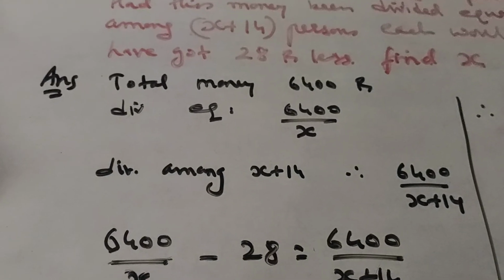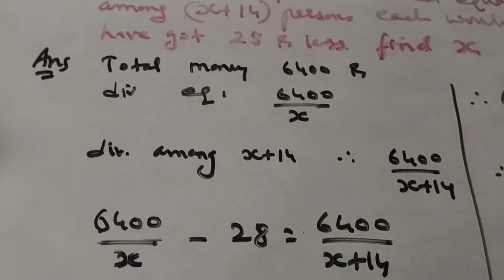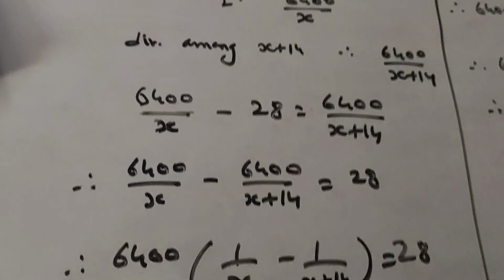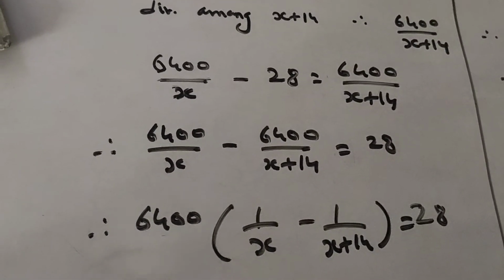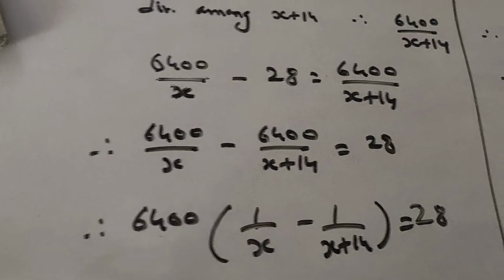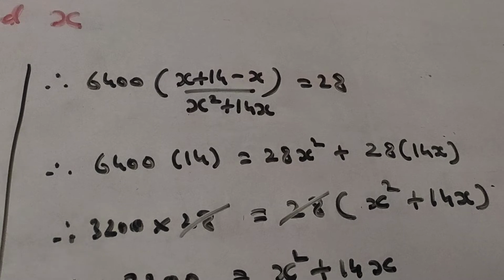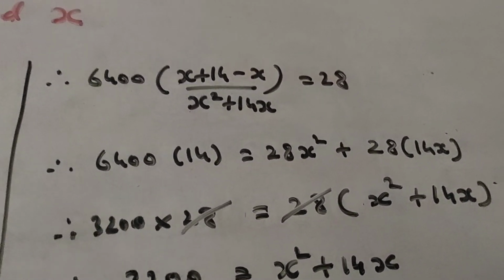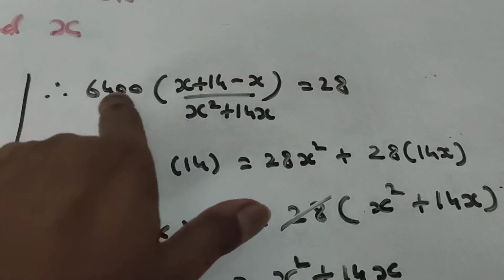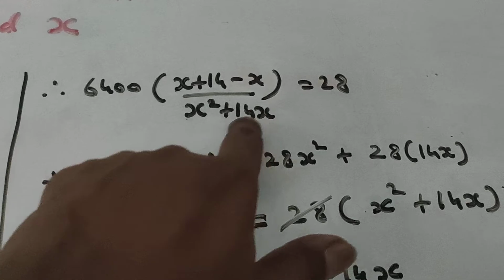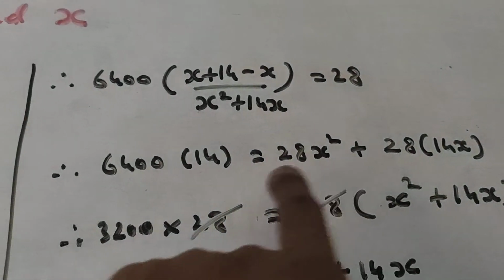That means it would be 28 rupees less. So 6400 upon X minus 28 is equal to 6400 upon X plus 14. Simplifying it, we are getting 6400 upon X minus 6400 upon X plus 14 is equal to 28. Taking 6400 common and calculating, we are getting the quadratic equation by the following steps. If you see what I have done, X minus X cancel. So 6400 multiplied by 14 upon X square plus 14X goes this side, so it becomes 28X square plus 28 multiplied by 14X. I hope you understood this.